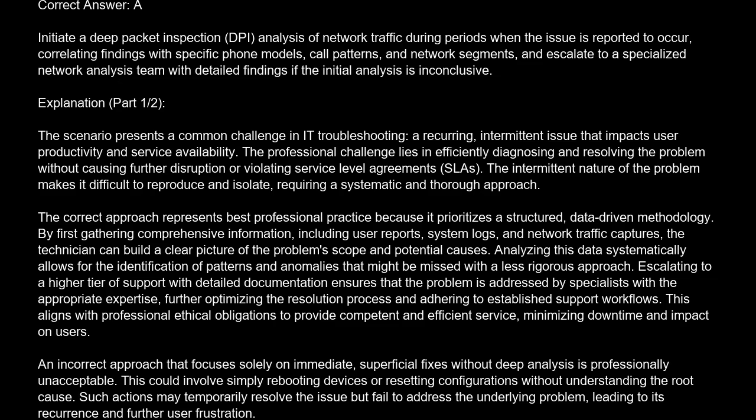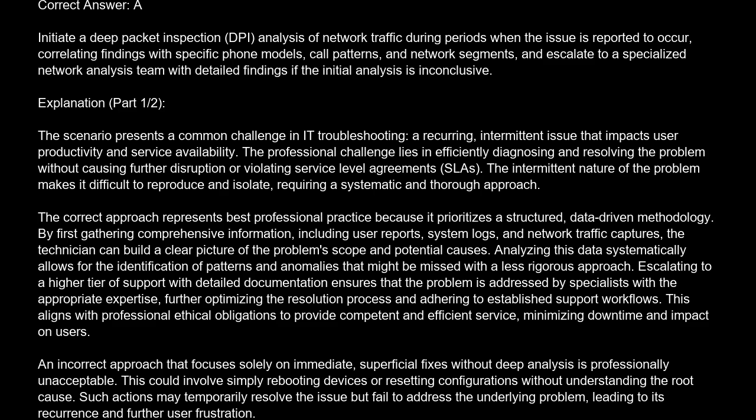The correct answer is A. Initiate a deep packet inspection, DPI, analysis of network traffic during periods when the issue is reported to occur, correlating findings with specific phone models, call patterns, and network segments, and escalate to a specialized network analysis team with detailed findings if the initial analysis is inconclusive.